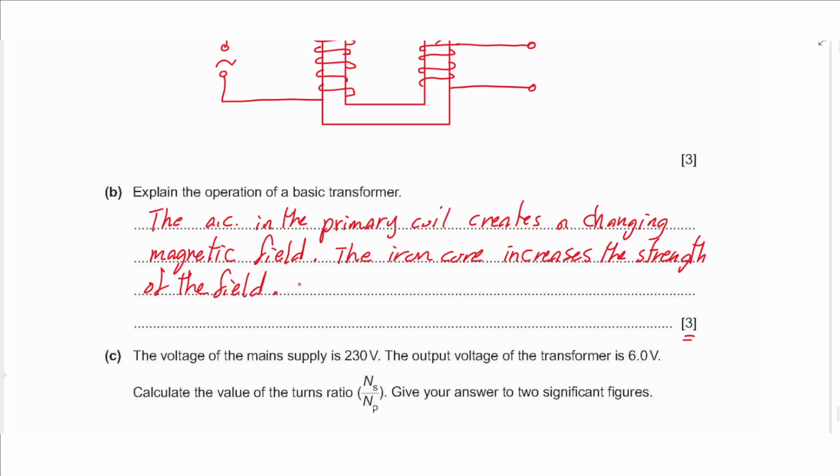This causes a change in flux. So we say the change in flux or the cutting of the field at the secondary coil induces an EMF or a voltage. If we have more marks, we would say that as the number of turns on the secondary coil increases, the voltage on the secondary coil increases, or vice versa.